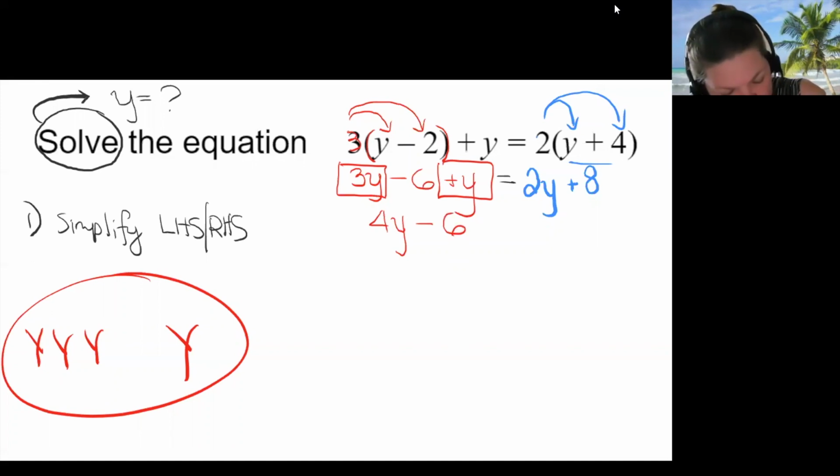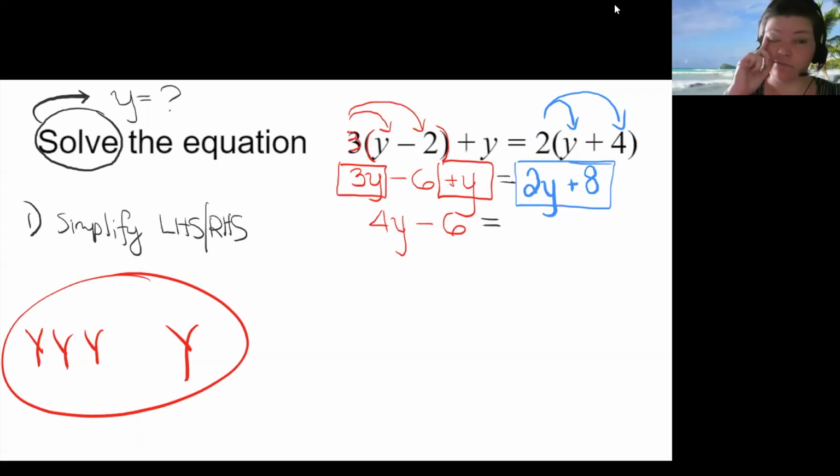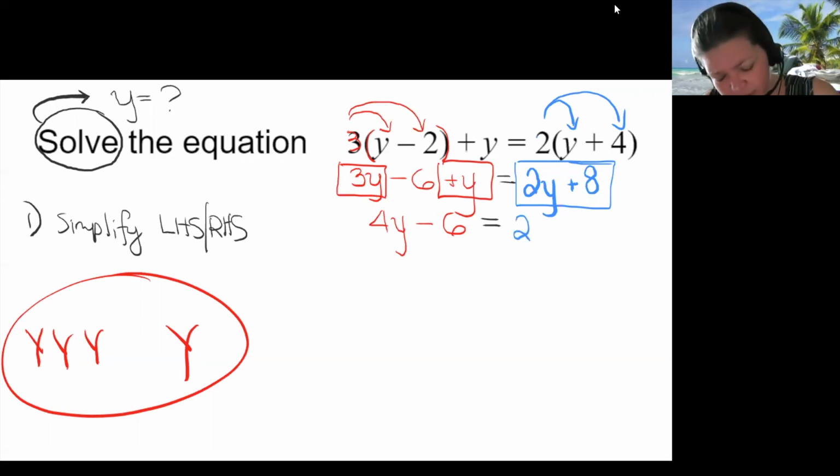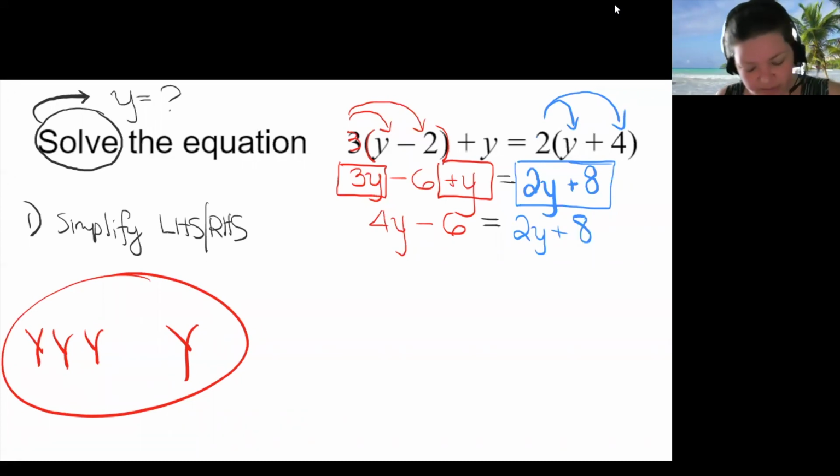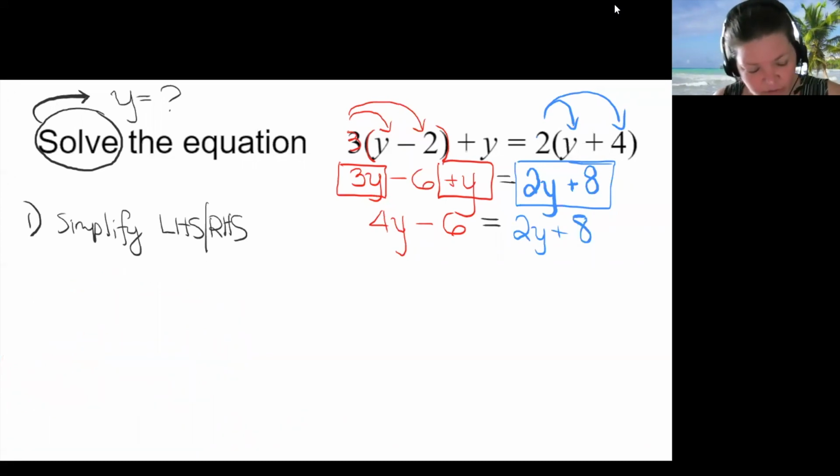Now examine the right-hand side for me. Do you see any more simplifying I can do over there? No, the only thing to do is addition, and we can only add and subtract like terms. Y's and plain old numbers are not like, and so I just drop it. Gorgeous. I have simplified my left-hand side and my right-hand side. What shall I do now?